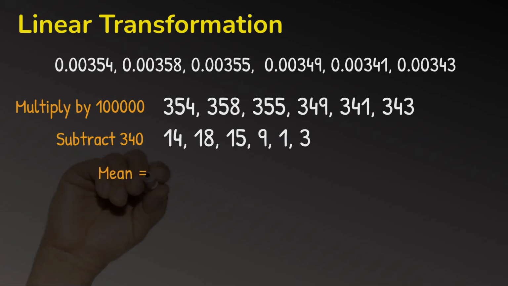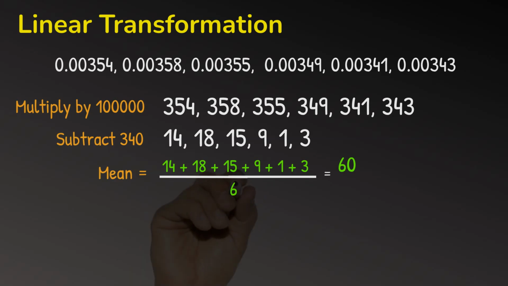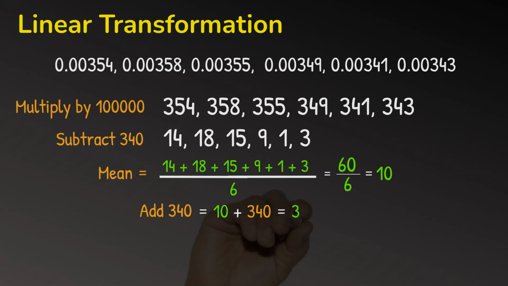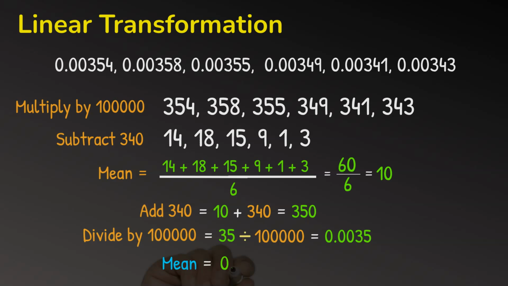Then to find the mean, we're going to add all those values together, which gives us 60, divide by 6, because there are 6 values. That's equal to 10. And then to get the mean for the original data set, we have to reverse what we've done. So we add 340 to 10, which gives us 350, and then we divide by 100,000, which gives us 0.0035.